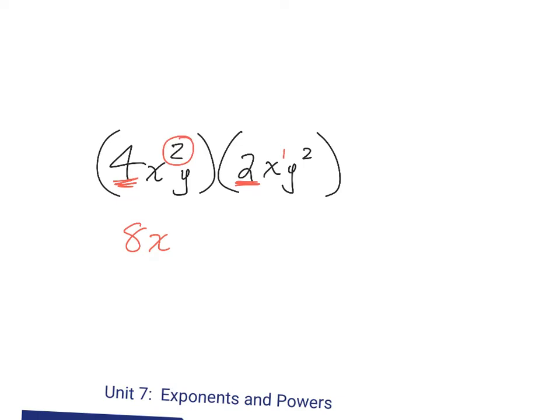So if there's 2 x's here and there's 1 here, you really have 3. 2 plus 1, 3. And y, you have a 1 exponent here, and you have a y squared, which means 2 y's. So really that's 3, or 1 plus 2, which is 3. And you would get 8x cubed y cubed. So this one that we just did is multiplying variables, where when multiplying you add their exponents.